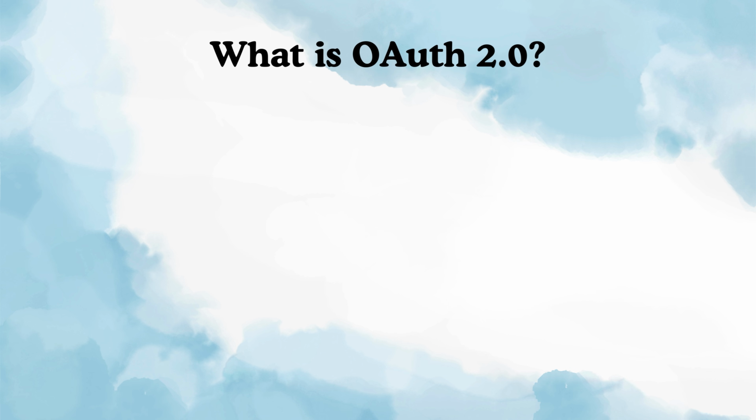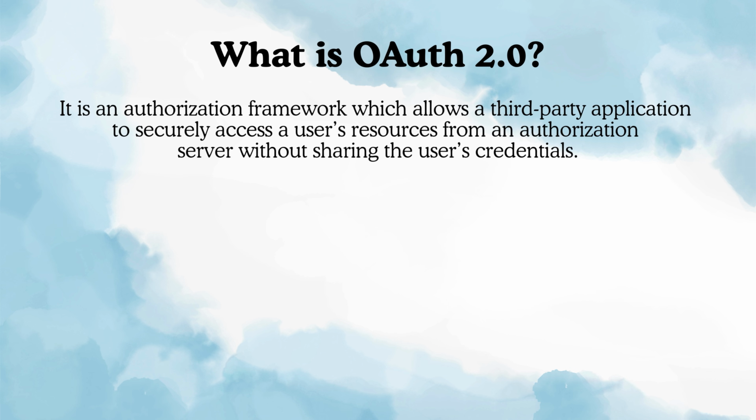Alright, so what exactly is OAuth 2? It is an authorization framework that allows a third-party application to securely access a user's resources from an authorization server without sharing the user's credentials. Okay, so it's a bit heavy and complicated definition. Let me just break it down and we'll try to understand it using a real world example.